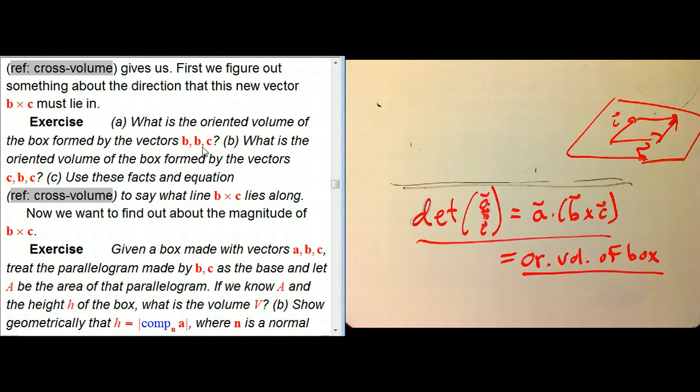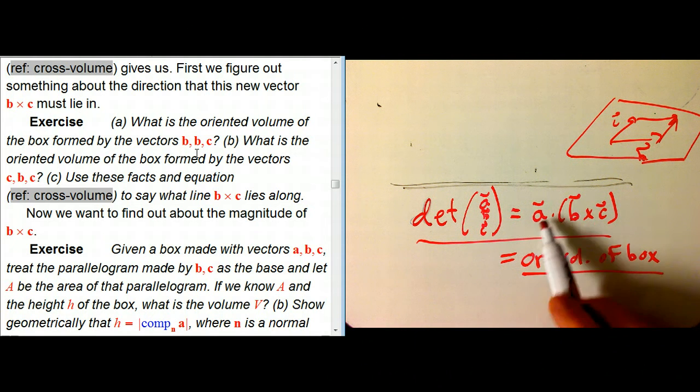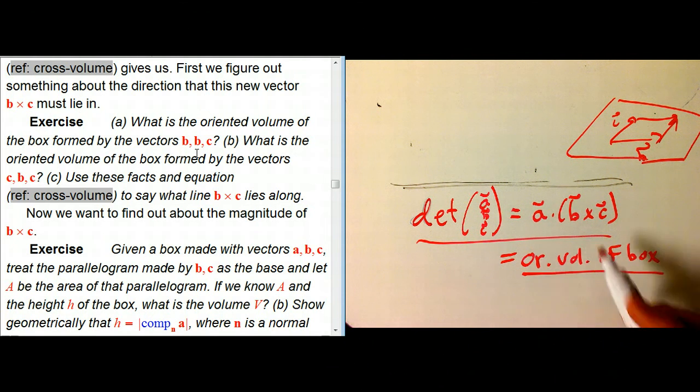And so here's a suggestion. Well, what if we picked A to be something special? It's a very common thing. If you've got a rule that works for any A, let's pick it to be special. Let's pick it to be equal to B.